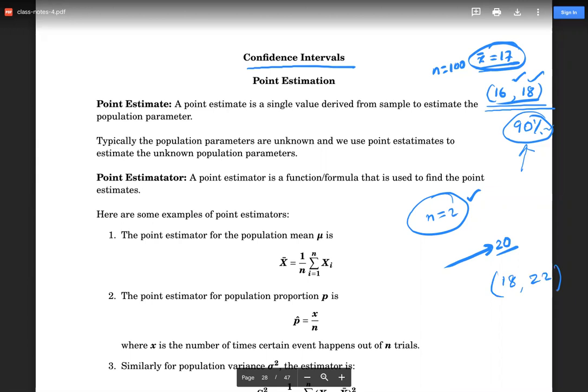Which student would have more confidence in the calculation? Is it student 1 or student 2? What do you think? Student 1. Yes, of course. Because why? Tell me why. Because he did a larger sample. Exactly. Good. Because he did a larger sample, right?